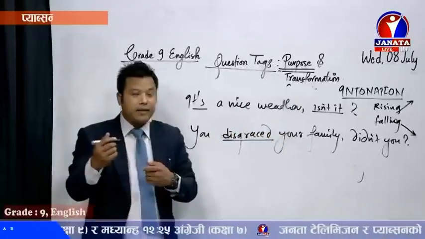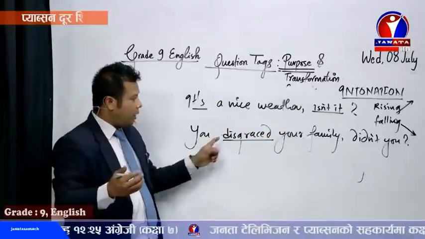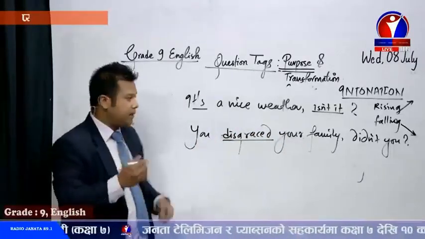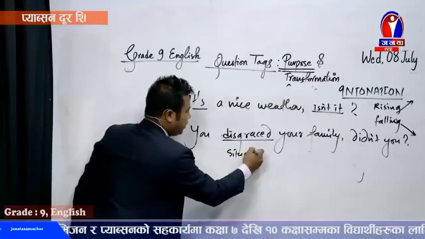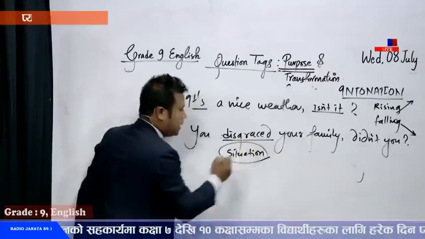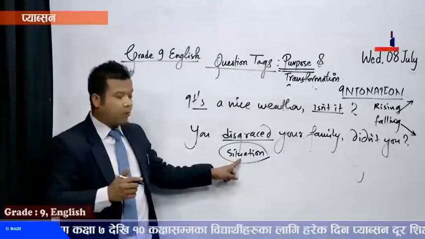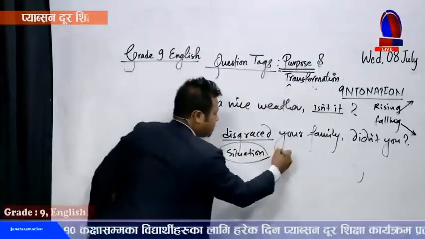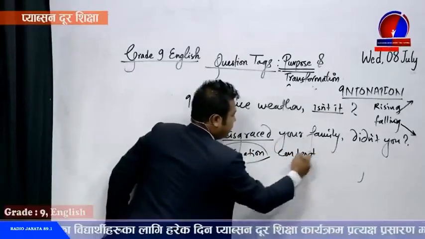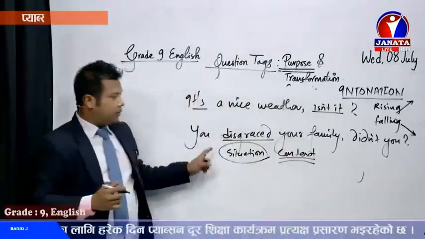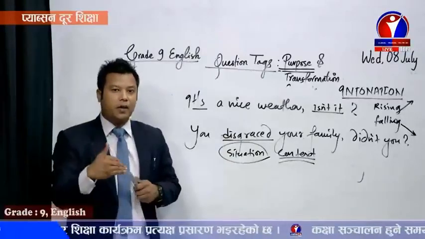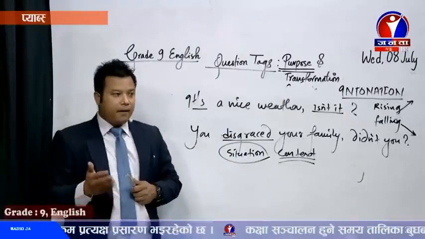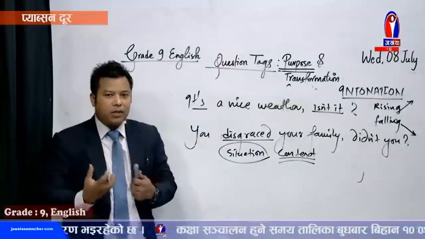But how should I say this? If you're using it, now, what do I know? I will determine my situation. Basically, your way of using the tone or the intonation of a tag actually depends upon the situation, or upon the context. You disgraced your family. Now, if I am speaking it to a friend of mine, what is my context? What is my situation?